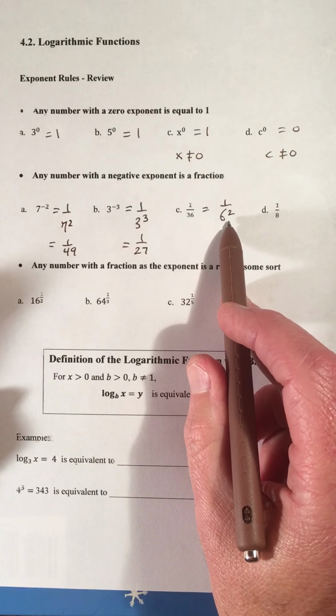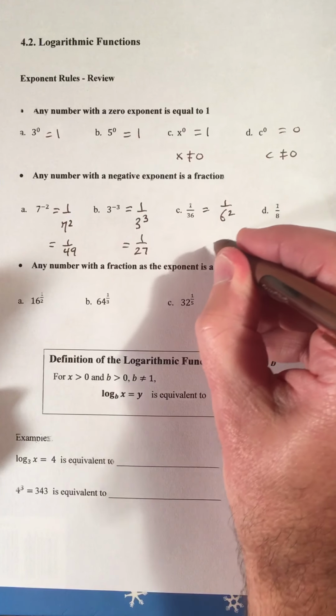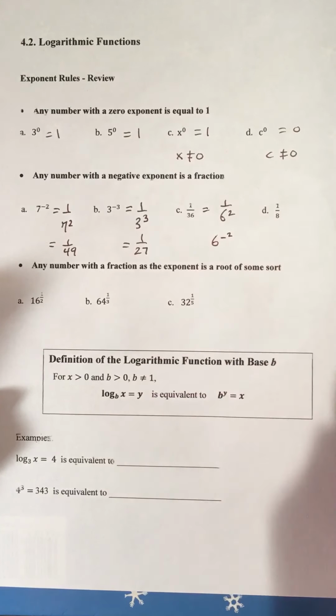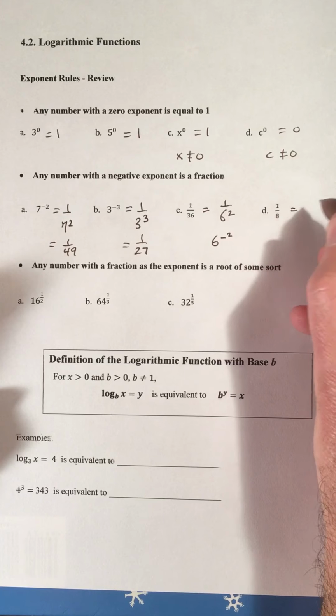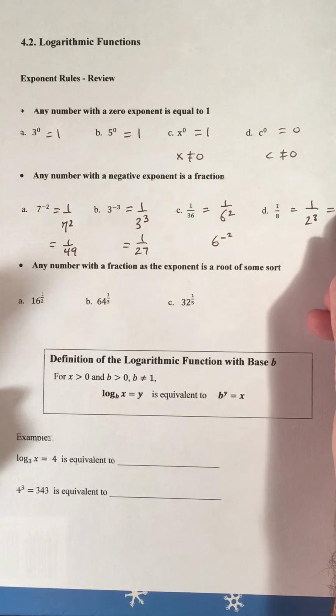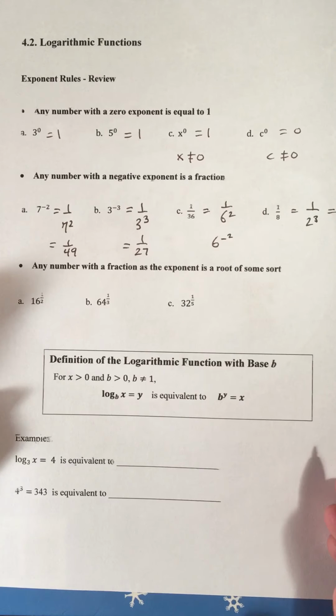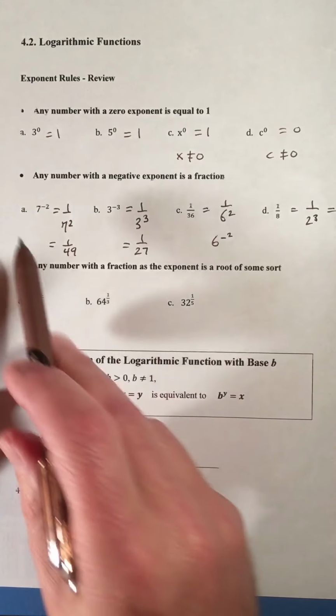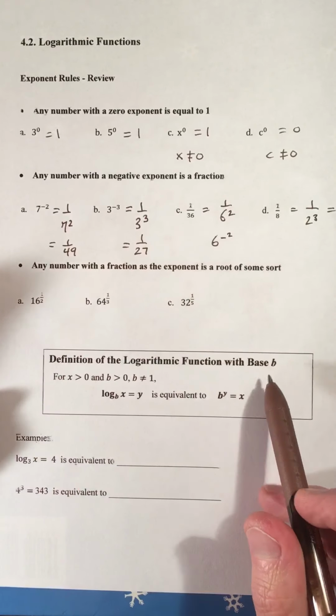1 over 36 is equal to 1 over 6 squared. So I guess they want you to go in the other direction here. 1 over 6 squared is 6 to the minus 2. 1 over 8 is equal to 1 over 2 to the third power, which is equal to 2 to the negative 3. So this is just illustrating how you can go between forms.